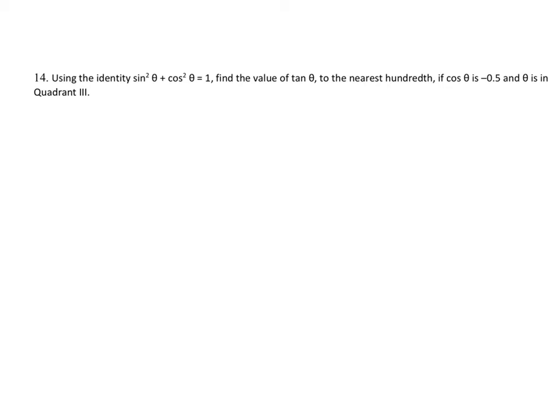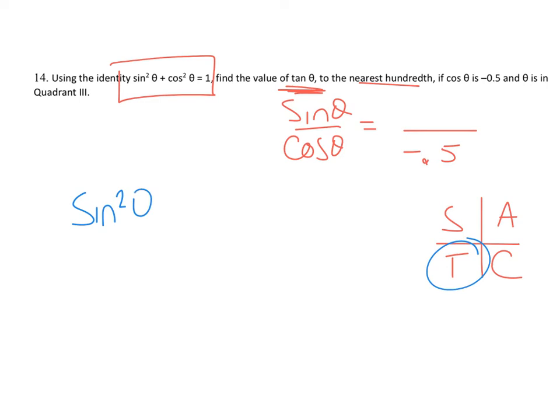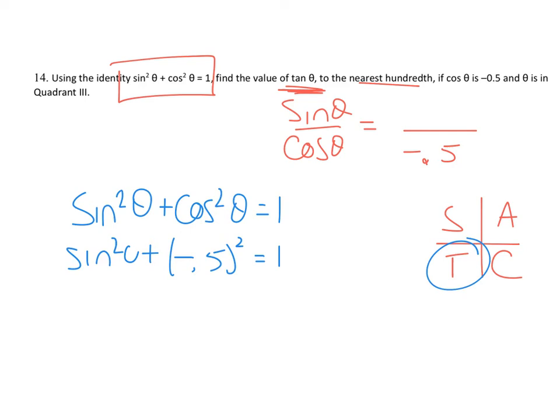They're asking you to use the identity sine squared theta plus cosine squared theta to find the value of tangent. So if we're using this identity, we have to know that tangent is sine of theta over cos of theta, to the nearest hundredth, and they tell you cosine. So we know the bottom piece is negative 0.5, but we need sine, and they also tell you that you're in quadrant 3. So I know I'm in tangent's quadrant, so this is going to become positive eventually. I'm going to use my identity to find sine, so I can plug that into the tangent. Since cosine is negative 0.5, please put parentheses around it, because otherwise you're not going to get the right answer in your calculator.